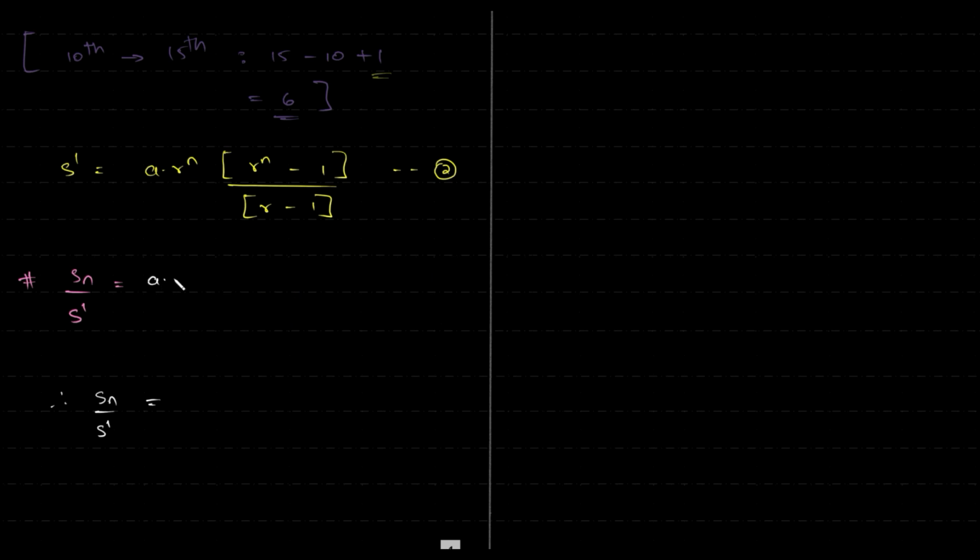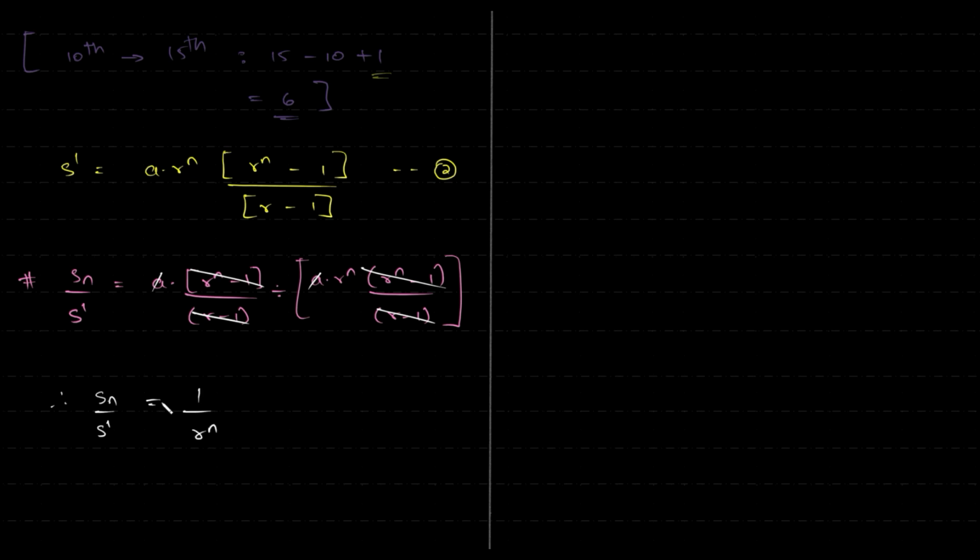So it is a into r to the power of n minus 1 divided by r minus 1, this entire thing divided by a into r to the power of n, r to the power of n minus 1, r minus 1, closing the bracket. And we have a getting cancelled, this expression getting cancelled, this and this getting cancelled. And we have 1 by r to the power of n. So that would be your answer. Okay, and that's nothing but your RHS, and we have the proof, right?